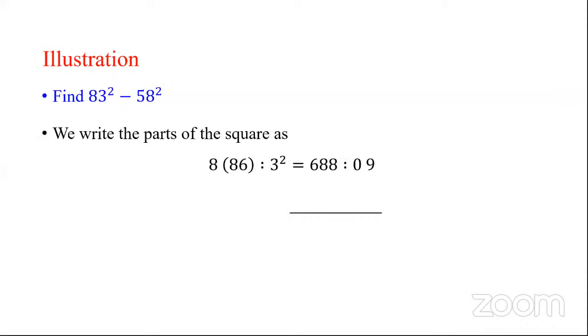Whatever we are doing for plus, we will do for minus. Same idea continues. First write the parts of 83 square and minus 58 square parts. Eight times 86 is 688. 3 square is 9. 5 times 58 plus 8 is 66. 5 times 66 is 330, 64. Now subtraction.